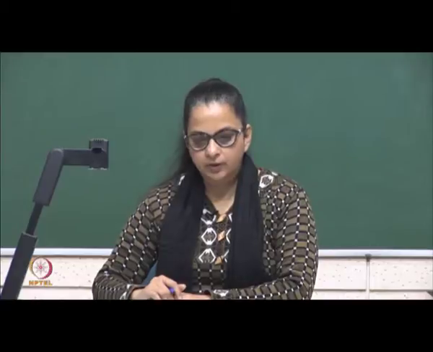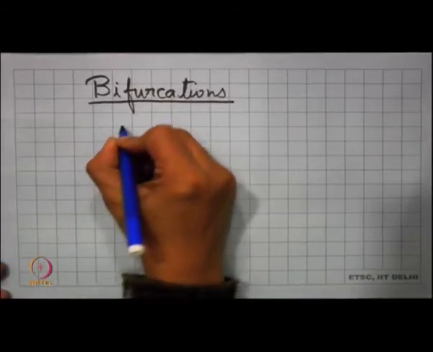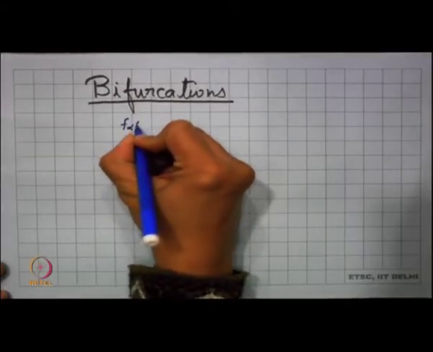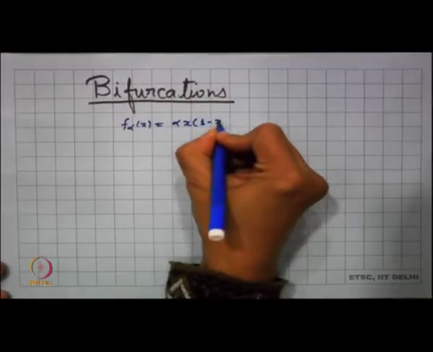To students. So, today we will be looking into this concept of bifurcations. Now, let us again recall the logistic map that we had done previously. So, we look into the logistic map, F alpha of x is alpha times x into 1 minus x.